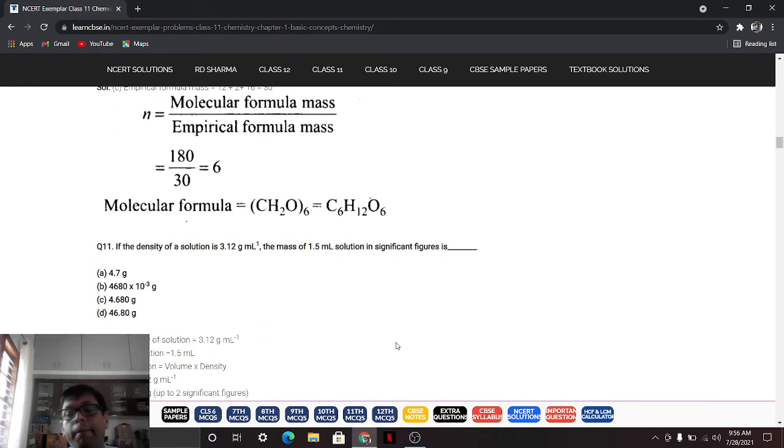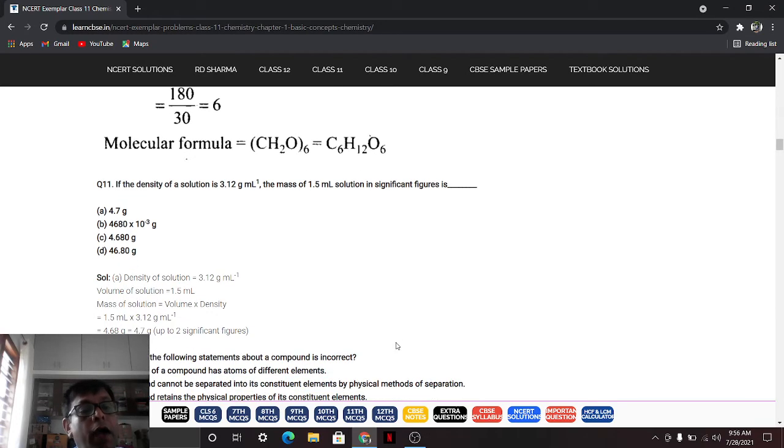The density of a solution is 3.12 gram per milliliter. The mass of 1.5 ml solution in significant figures is given here, with 4 answers. Density of the solution is equal to 3.12 gram per ml. Next, volume of the solution is 1.5 ml.